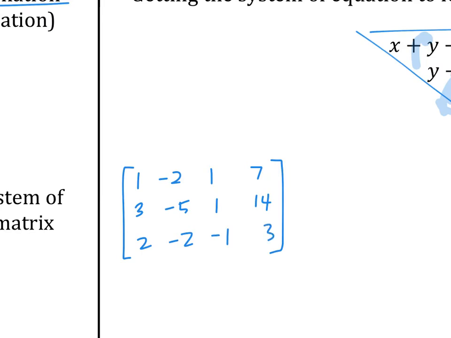And what I like to do is wherever the equal sign would have been, I put a line through. So that reminds me, on the left of the line, that's all variables and the coefficients of the variables. And then on the right, that's all constants. That way they're not the same.